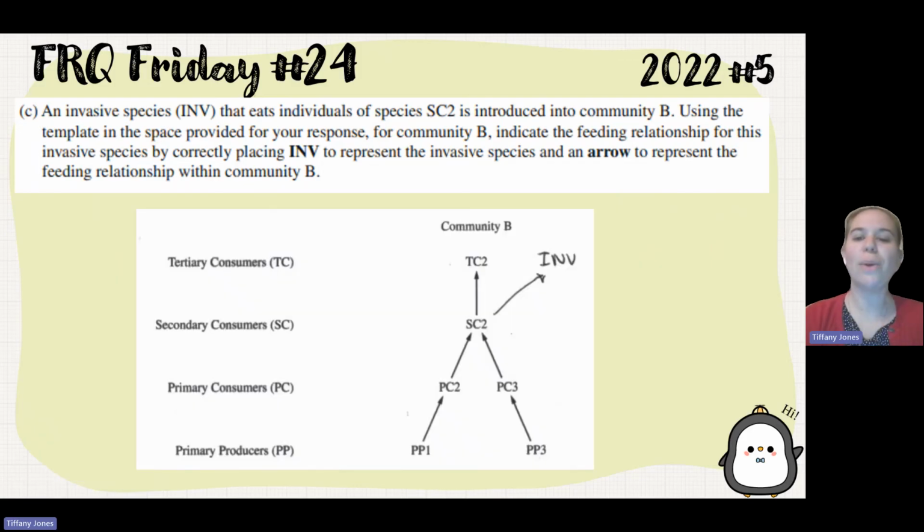Here's the student's response. They placed it there, and we are good to go. Remember that this is a question 5, which means you're going to be modifying your diagram in some way. So this would be the modification that you had to make on the 2022 exam.